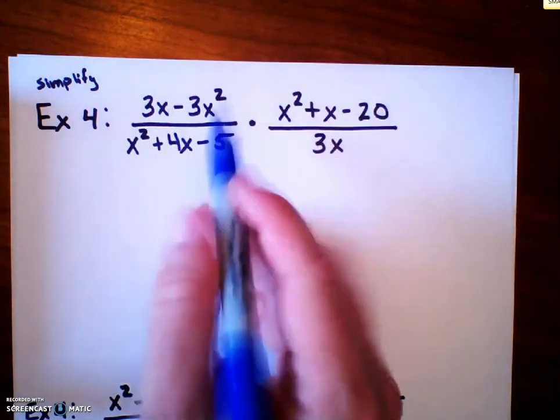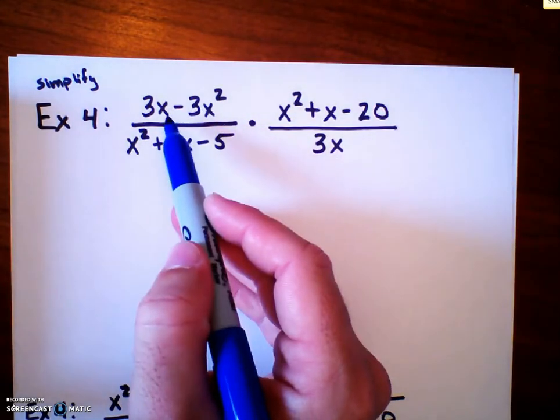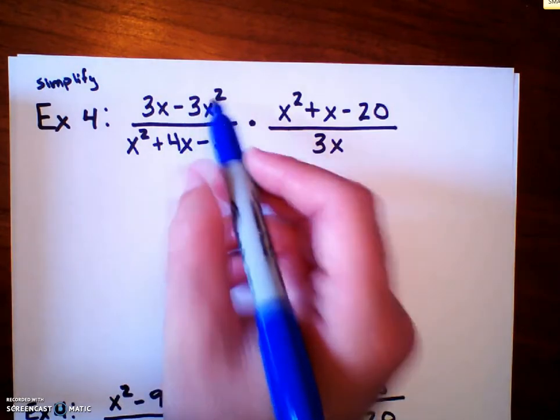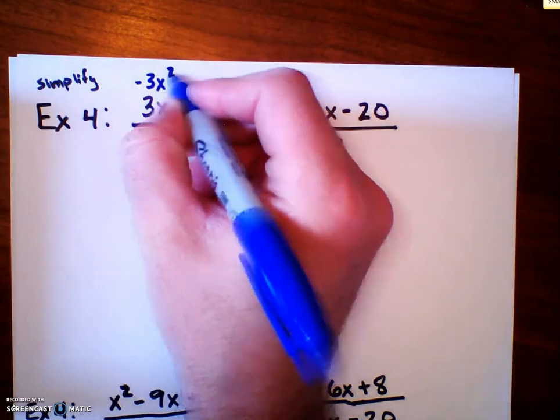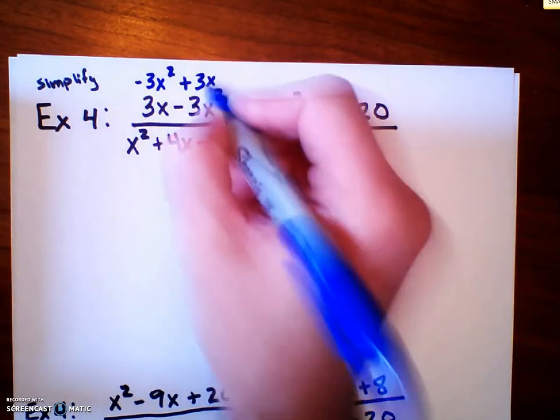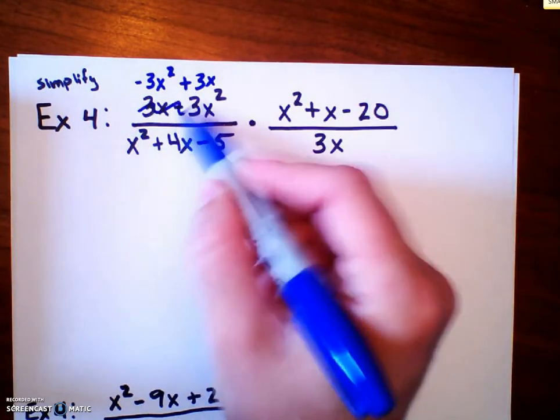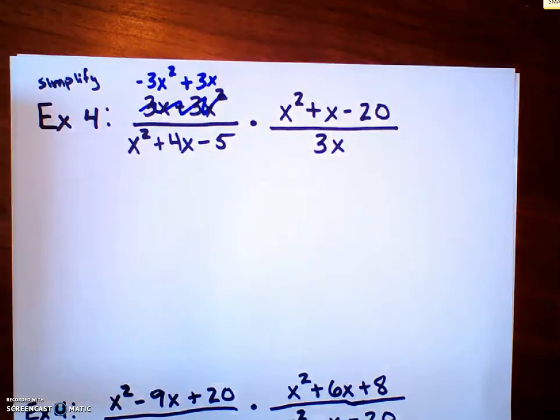I like to have mine in descending order of powers. So see how the 3x squared is not written first? I'm going to write it first. Negative 3x squared and then plus 3x. So I'm not going to look at that right now anymore. I'm just going to kind of scribble it out. So this is my new question.